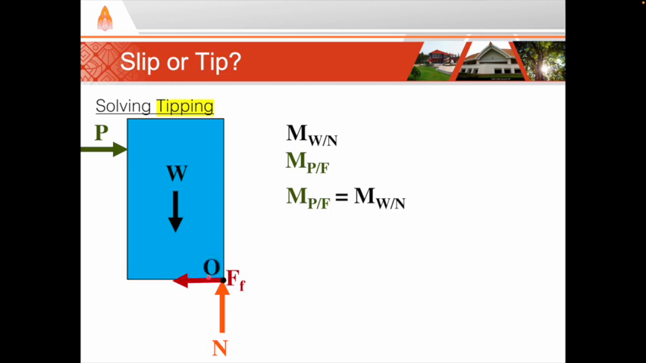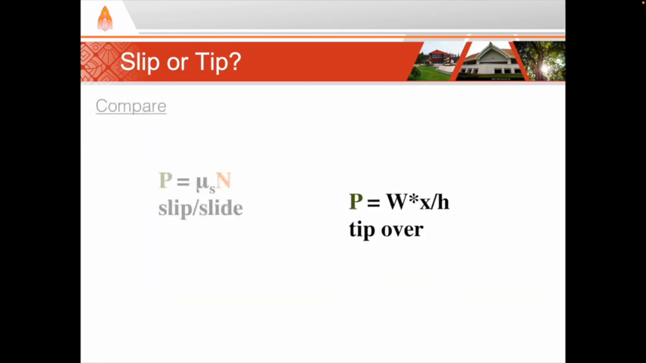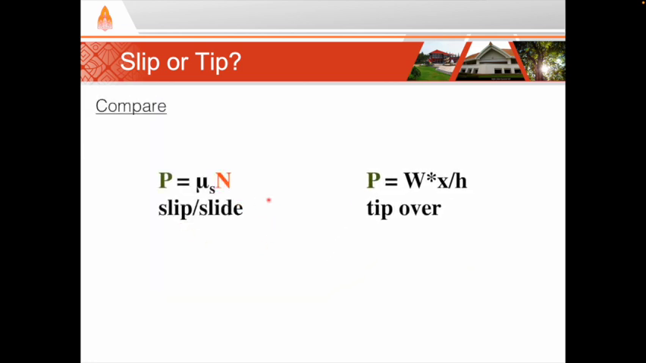We can do this easily by taking the moment about this point O. Tipping will occur when the moment from the pushing and friction forces is greater than the moment from the weight and normal force. Therefore, we set these moments equal to each other, and we solve for P. And finally, we compare our two pushing forces, and whichever is smaller is the option that we believe will happen first. So let's look at an example of that.